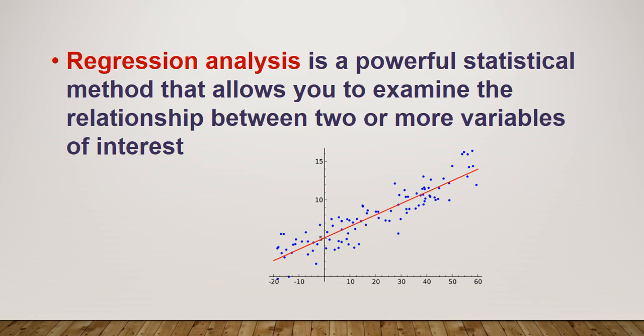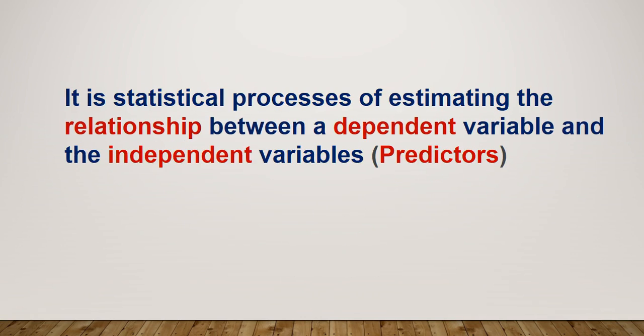Regression analysis is a powerful statistical method that allows you to examine the relationship between two or more variables of interest. In other words, it is a statistical process of estimating the relationship between a dependent variable and the independent variables, and we also call the independent variables predictors because they might be used to predict the dependent variable.